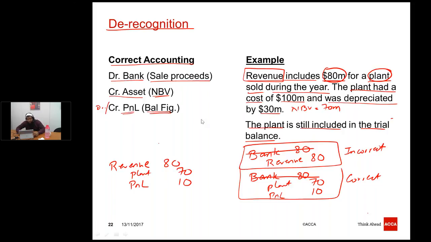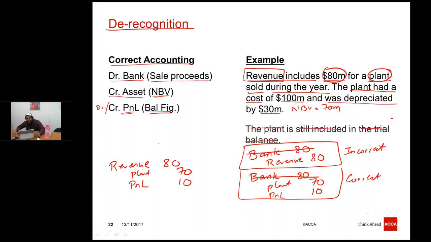Imran Anis is saying, what is OCI? Imran, OCI means other comprehensive income. Okay, Harsh is saying, by the balancing figure in the journal entry, do you mean profit or loss on disposal? Yes, exactly. By balancing figure, we mean the remaining amount. So if debit is 80, credit is 70, the remaining amount is a credit of 10, which is a gain or loss on disposal.